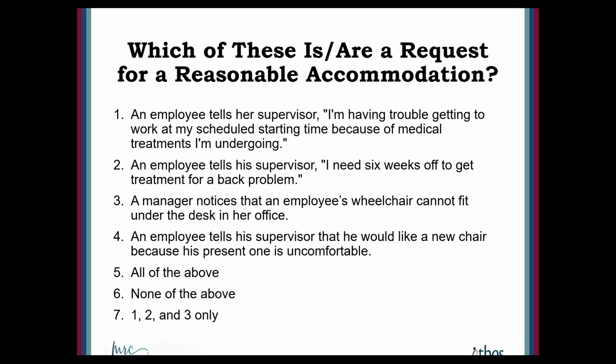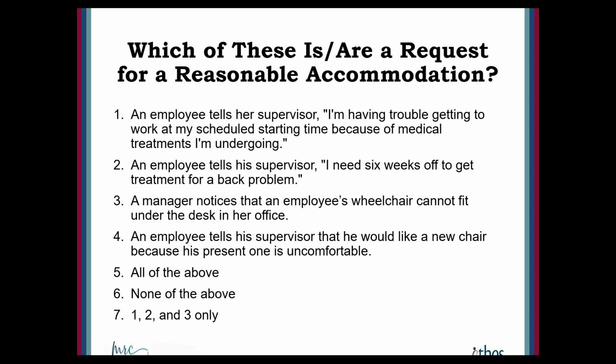So here's a little quiz, and we were hoping to do this as a poll, but it didn't work out from a technology standpoint, so we're just going to have you go through this. Which of these is or are a request for reasonable accommodation? If an employee tells the supervisor, I'm having trouble getting to work at my scheduled start time because of medical treatments I'm undergoing, is that basically constructive knowledge, as Kurtis would say, of the need for a reasonable accommodation? What if that employee tells the supervisor, I need 6 weeks off to get treatment for a back problem? The third one, a manager notices that an employee's wheelchair cannot fit into the desk in our office. Fourth one, an employee tells the supervisor that he would like a new chair because his present one is uncomfortable.